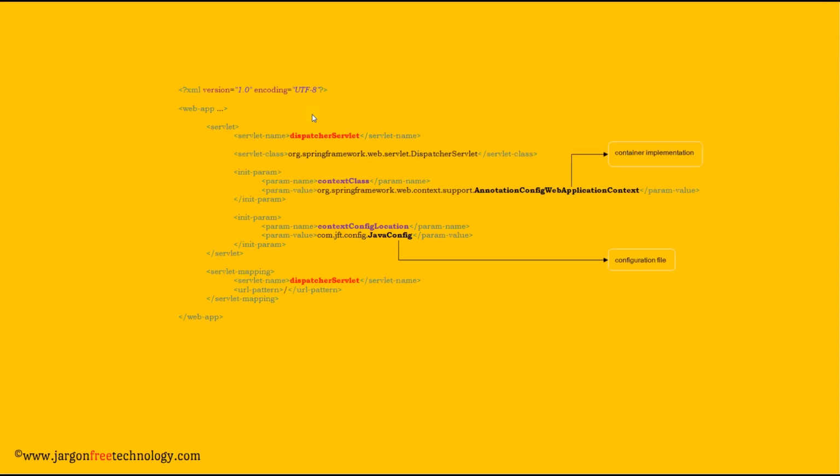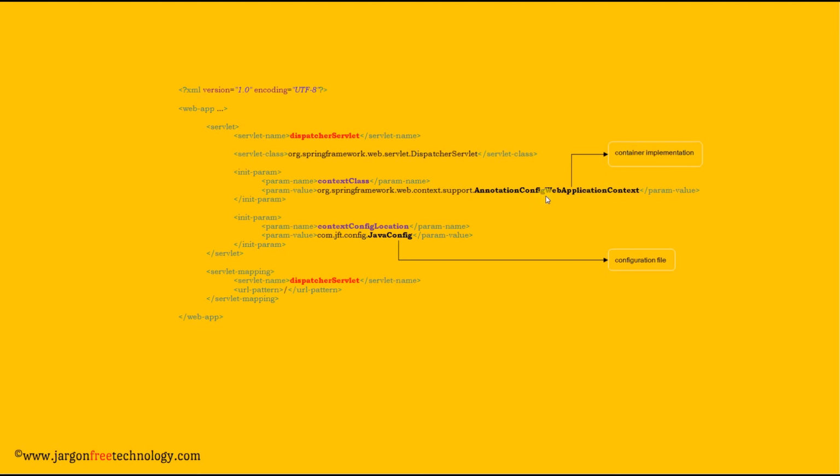Next, we need to configure the servlet container by making some changes in web.xml. Set the appropriate values for the contextClass param and contextConfigLocation. See here, now this is the container implementation that will be used. AnnotationConfigWebApplicationContext.